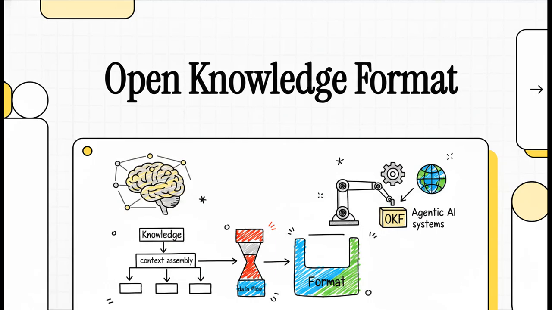Welcome, class, to this Masterclass Explainer on the Open Knowledge Format, or OKF. Look, if you're going to engineer modern autonomous AI systems, you absolutely have to understand context engineering. Today, we're going to deconstruct exactly how to solve the critical context assembly bottleneck that's been holding back agentic AI. I want you to treat this as a core module in your advanced computer science curriculum. Let's get right into it.